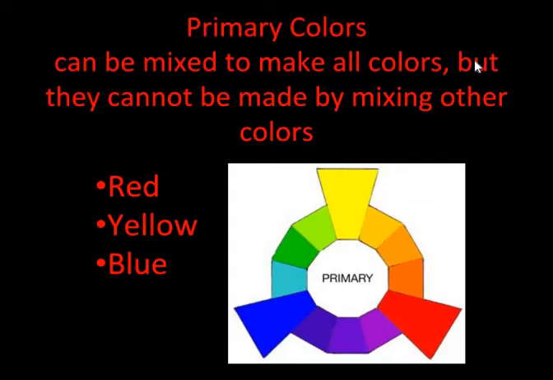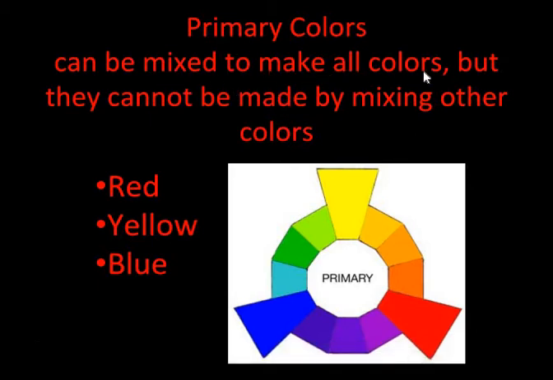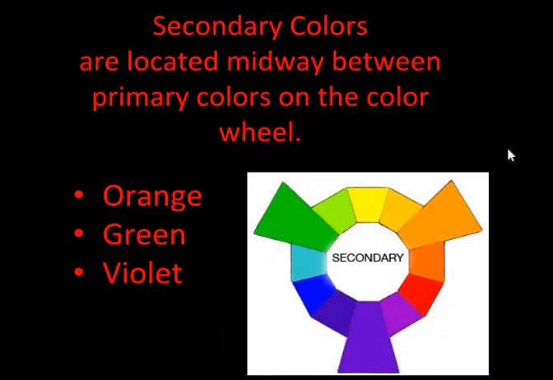Primary colors are colors that can be mixed to make all colors, but they cannot be made by mixing other colors. So red can be mixed with a yellow to make orange, but you can't mix any two colors to make red. Red is red. You can't mix any two colors to make yellow. It's the very basic color. But you can mix yellow and blue to make green. So primary colors can be mixed to make all colors, but they cannot be made by mixing other colors.